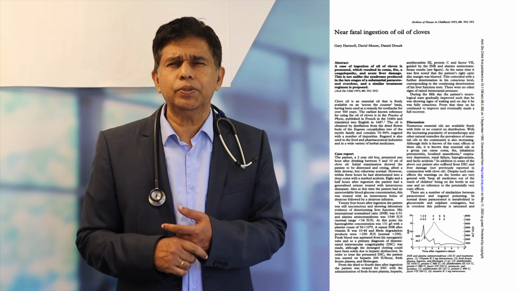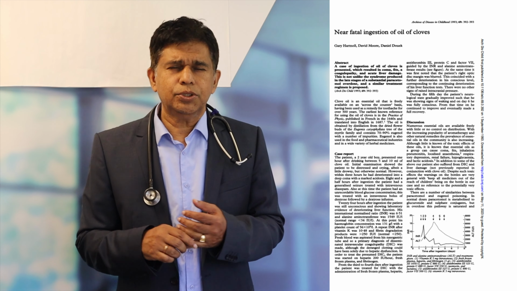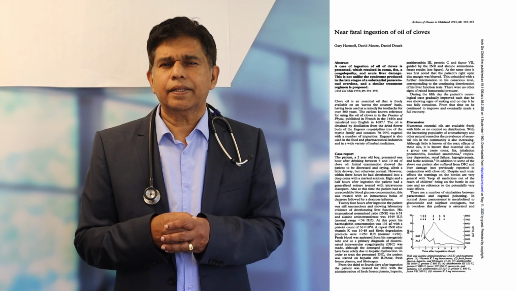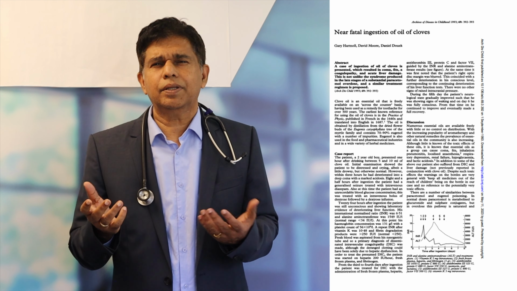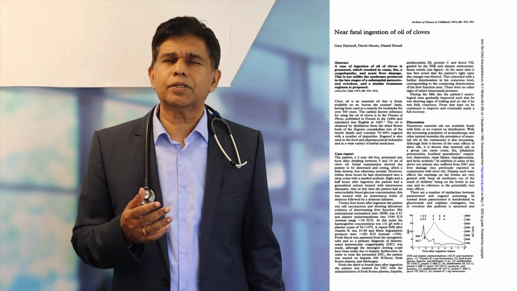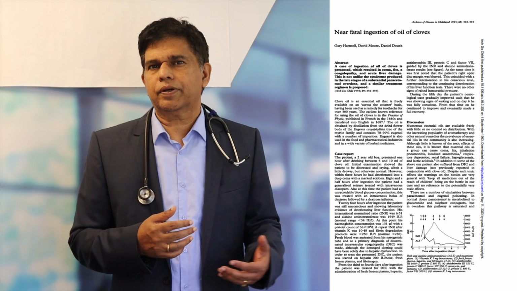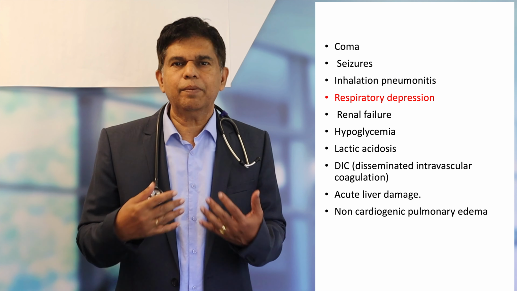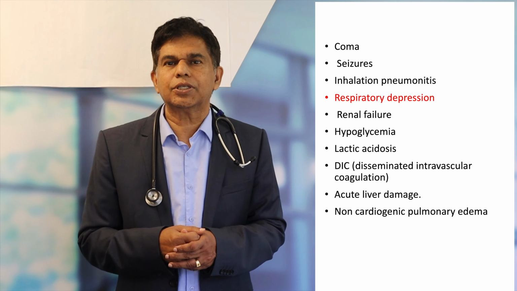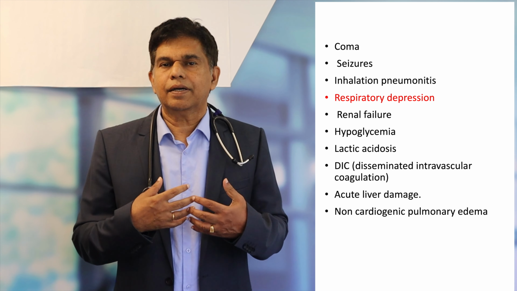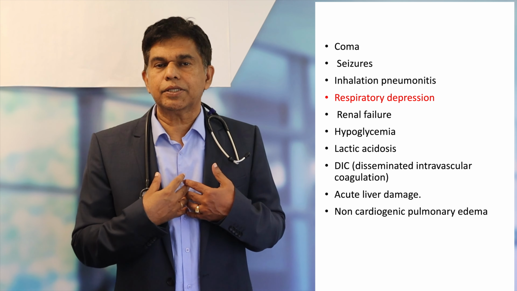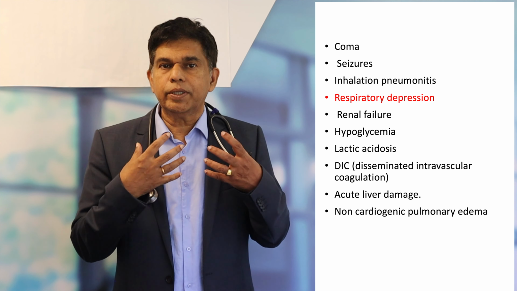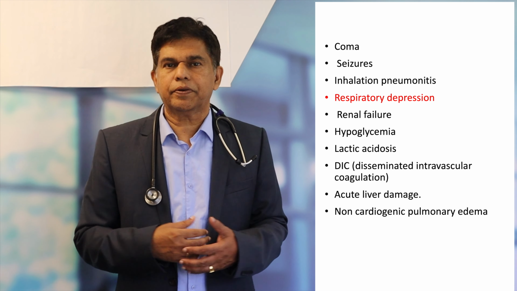Okay, let's look at the next case report. It was about a 2-year-old kid who ingested clove oil, and then he had many complications. This is probably one of the most serious reported effects of clove oil. This patient eventually went into a coma. He had seizures. His kidneys failed. He got hypoglycemia, lactic acidosis. He got liver failure, and this poor guy also had fluid buildup in the lungs. We call it pulmonary edema.